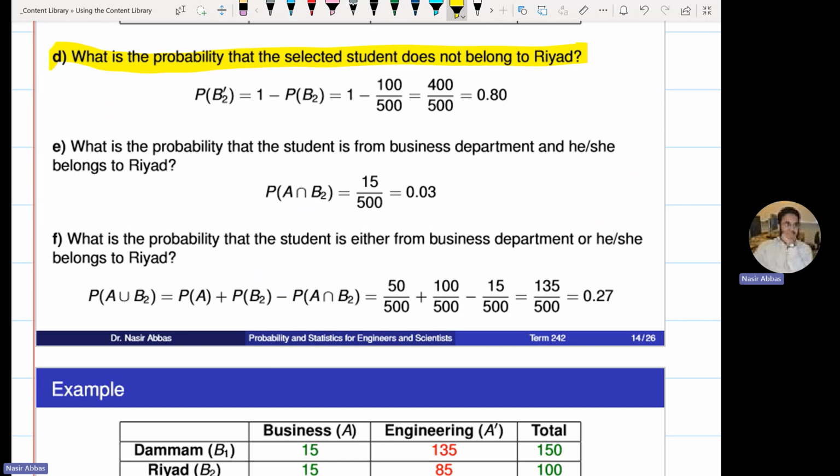What is the probability that the selected student does not belong to Riyadh? Complement rule. You have 20% as the probability for Riyadh, so not Riyadh will be 80%.